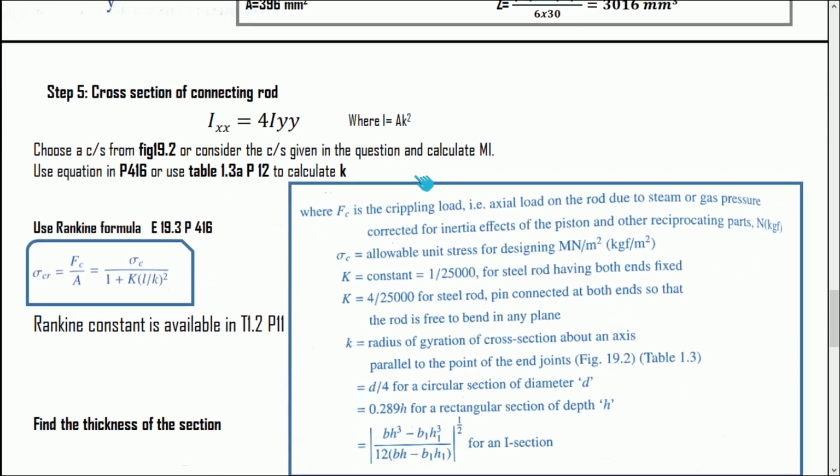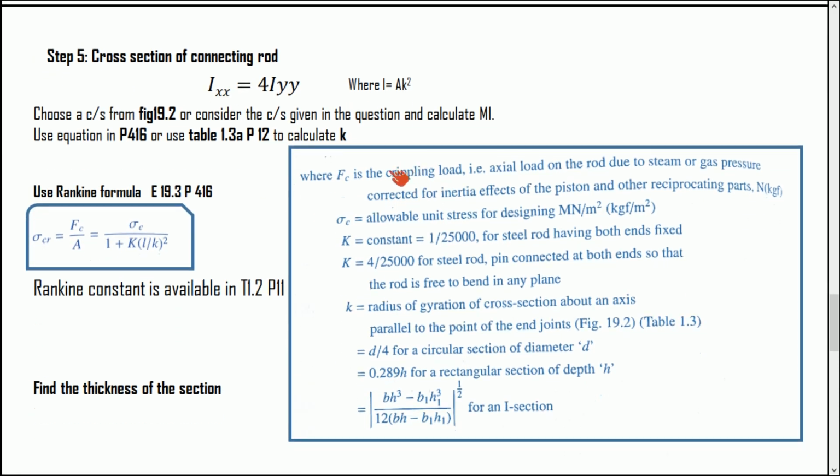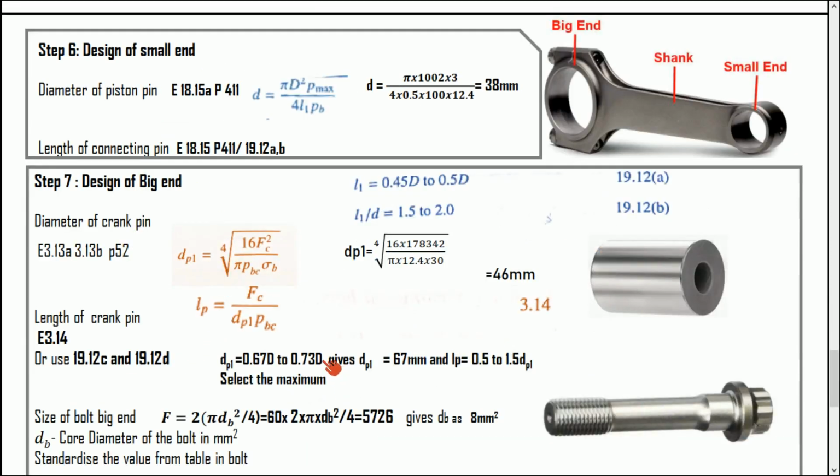Now in step number 5, we have calculated all these things. We have calculated the Ixx value and the Iyy value, and we have used the Rankine formula. The reason for using the Rankine formula is that we are considering the connecting rod as a column whose both ends are hinged. So we have calculated the value of thickness in step number 5.